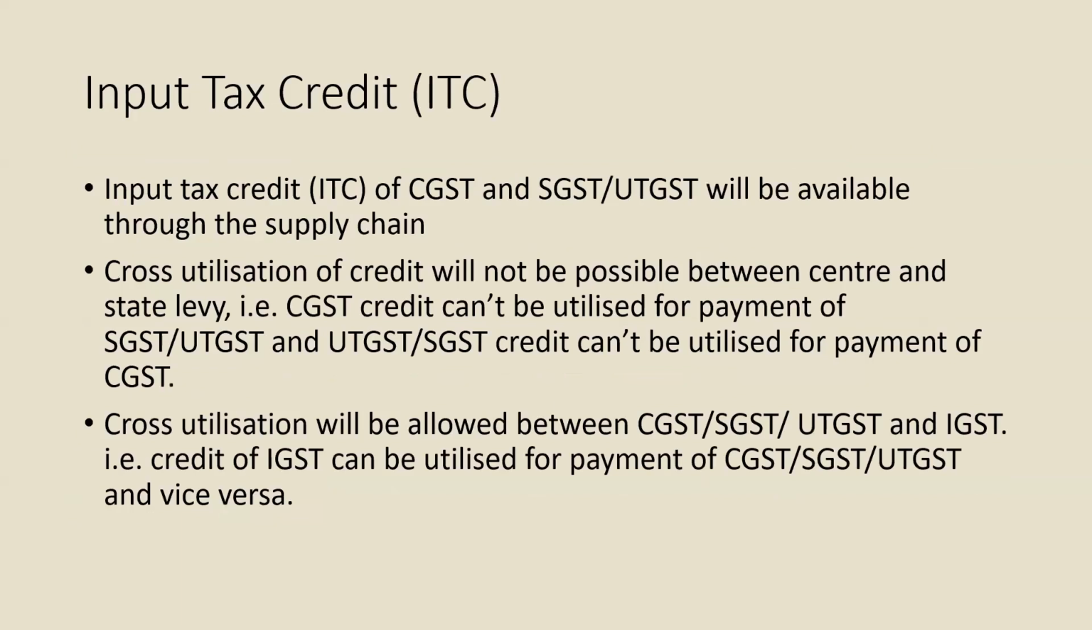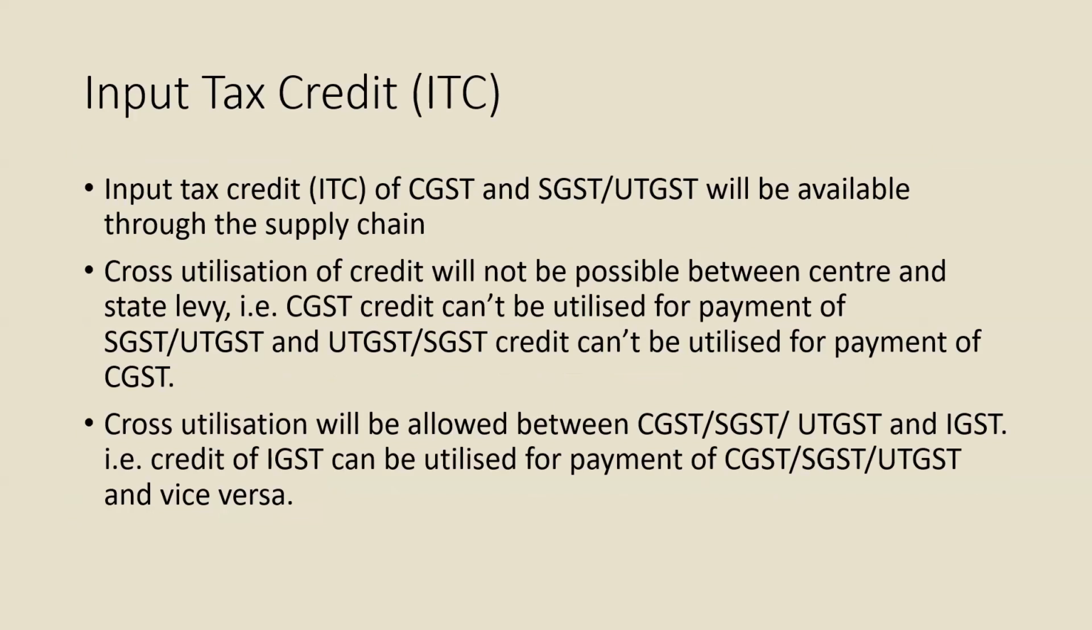Now, how do you take input tax credit is what is called cross utilization. Cross utilization means that you have IGST, you have CGST, and you have SGST.